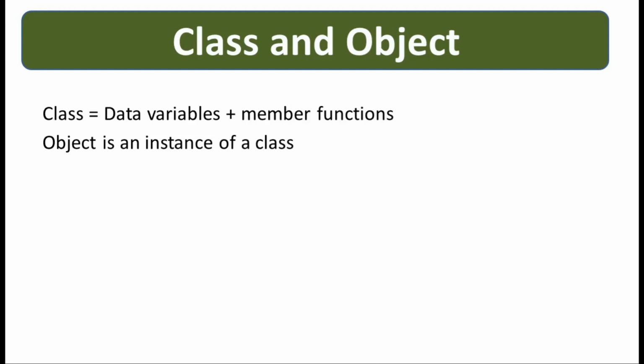Alright, let's look at the formal definition of class. Class is a combination of data and operation. Operation is more formally called a function. A class is a combination of data variables and member functions. An object is an instance of a class. In programming languages like Java, you can create any number of classes. For each class, you can create any number of objects. This much is enough for you to understand the features of Java.